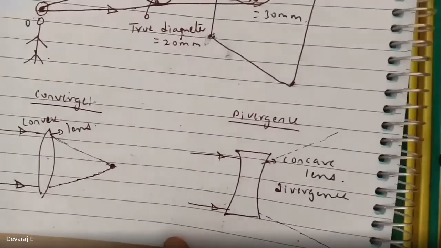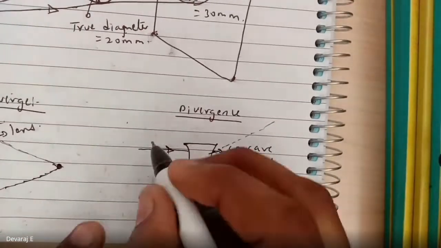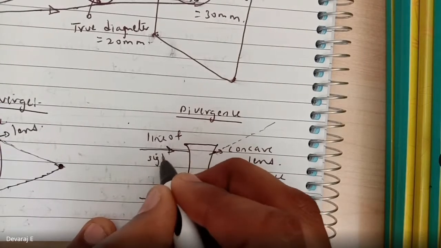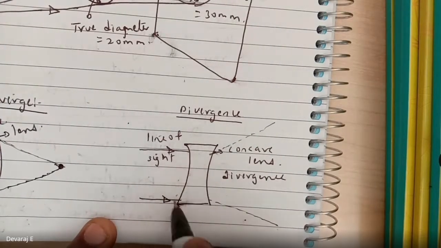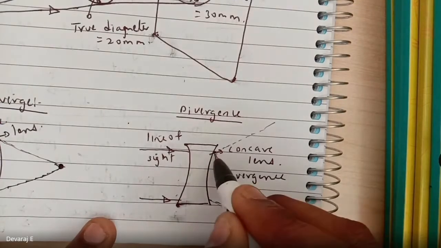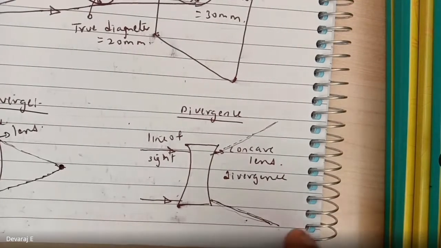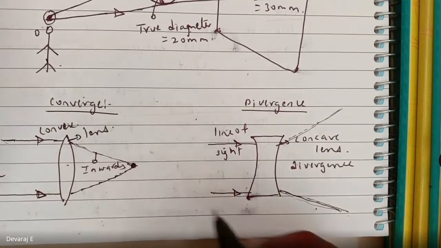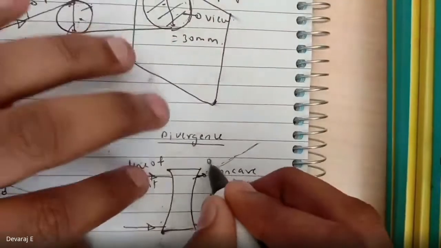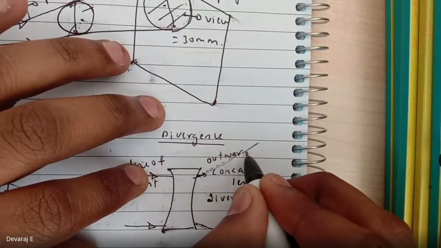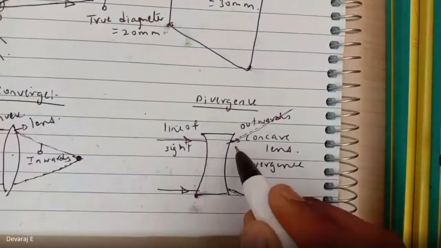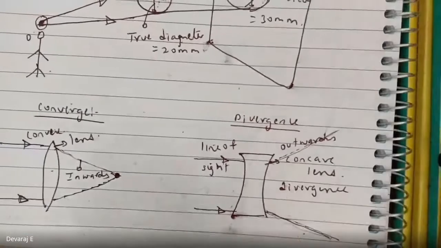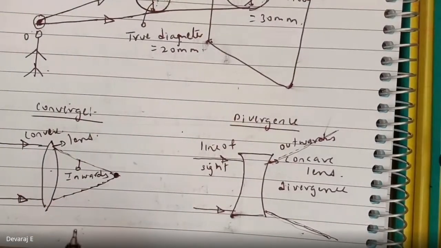Likewise, if you take the concave lens, when the line of sight, or you can say the projectors, falls on the concave lens, what happens? The light will diverge, means the light will go outwards. This is called inwards, and this is called outwards. This is called divergence. Divergence means going outside. Converge means coming inside. So everyone is clear?